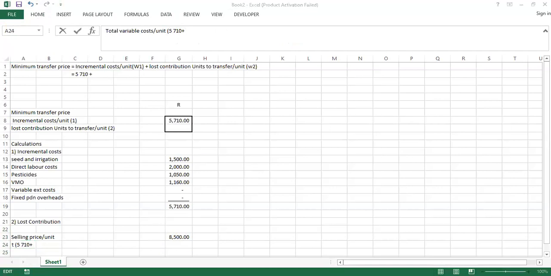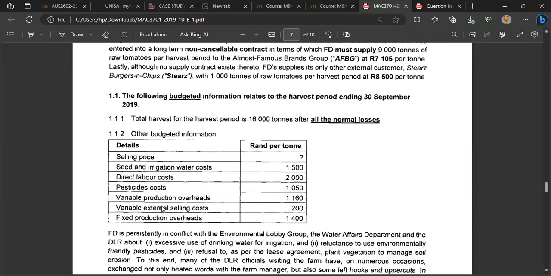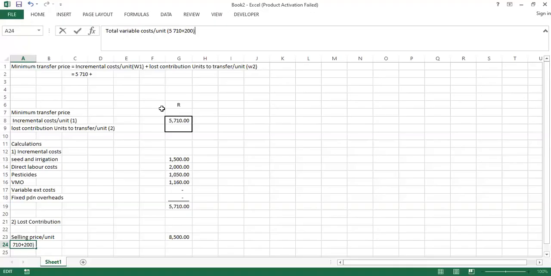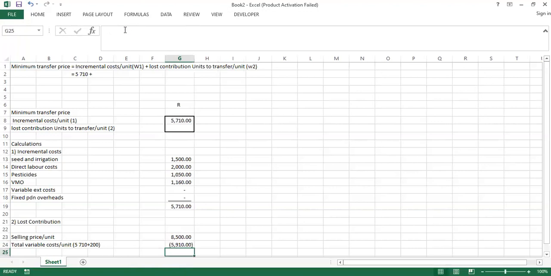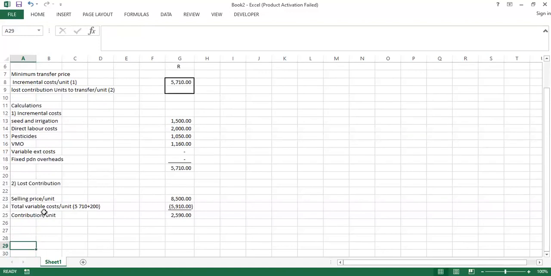The variable external costs are, let me show that to you. The variable external cost, which is the variable external selling cost, is only 200 per ton. So we add those two there: 5710 plus 200. Maybe because it's a deduction, let's put it as negative. So this is the contribution per unit.